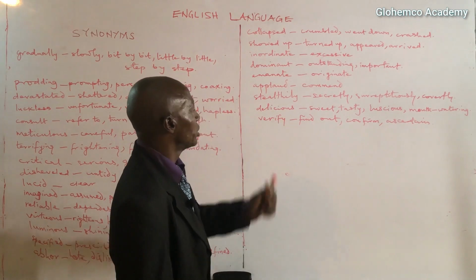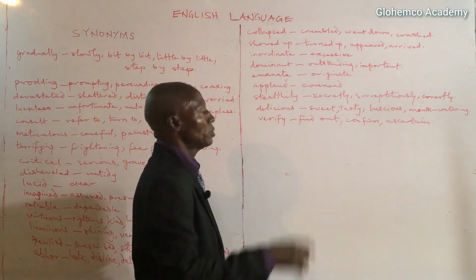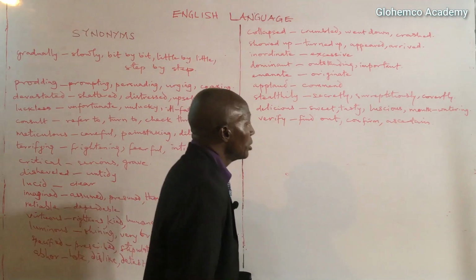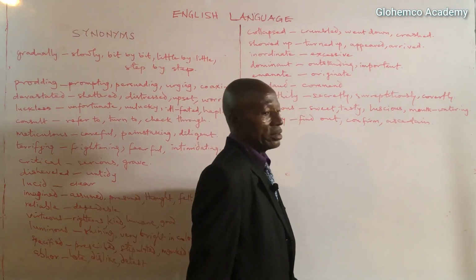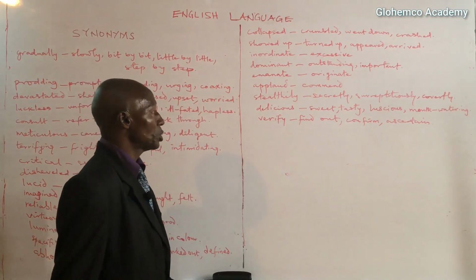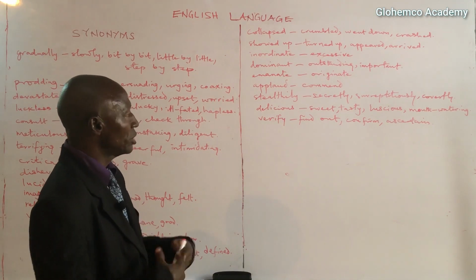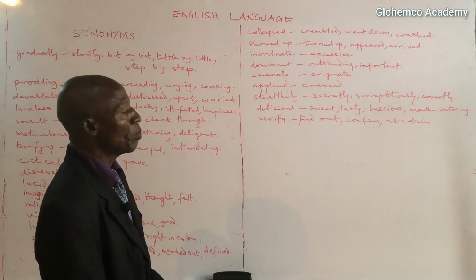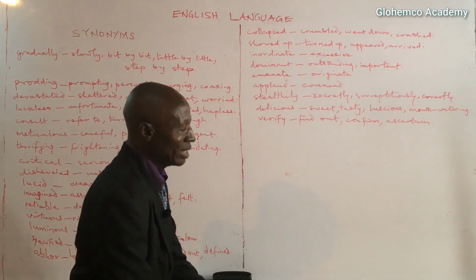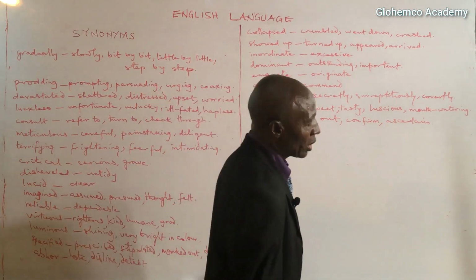Applaud, commend. Of course, we have had a look at the noun form of this, which is applause. But this applaud, commend. Steadily means secretly, surreptitiously, or covertly. Perhaps you don't want people to see you or you don't want to be known. Then we have delicious. This refers to food we eat. Delicious means tasty, sweet, luscious, or mouth-watering. Alright? To verify means to find out, to confirm, or to ascertain.